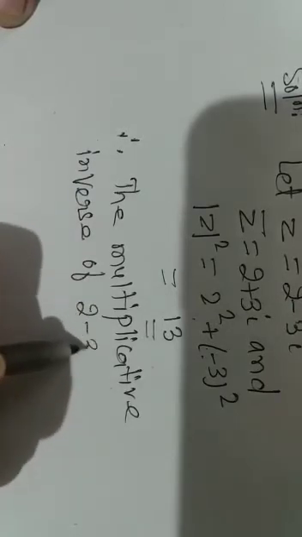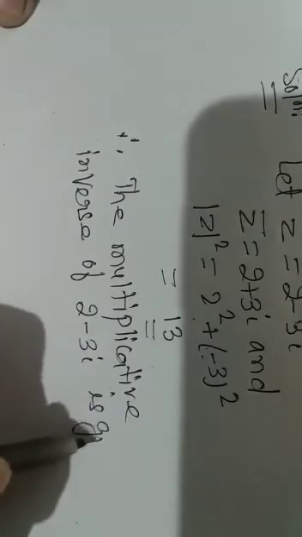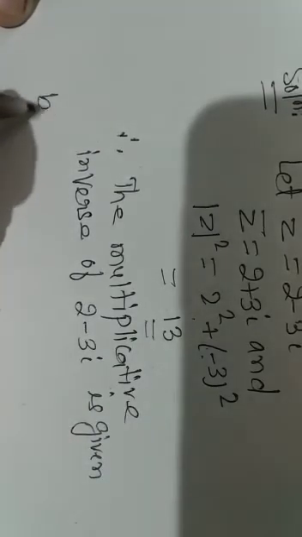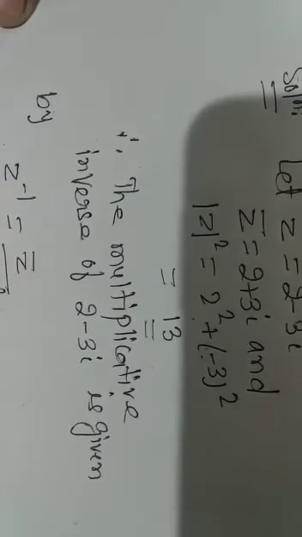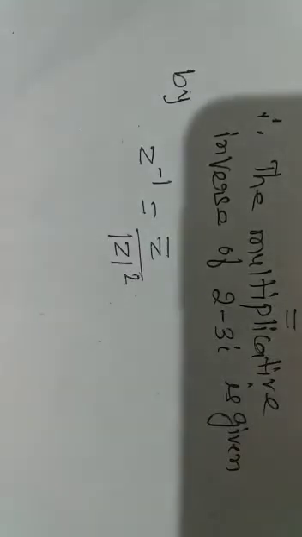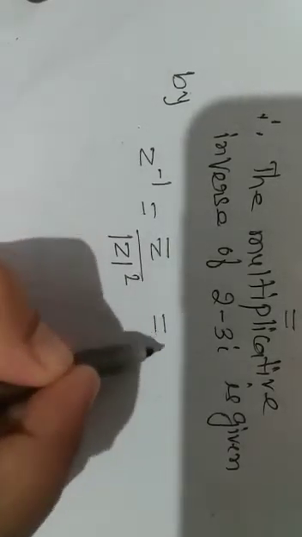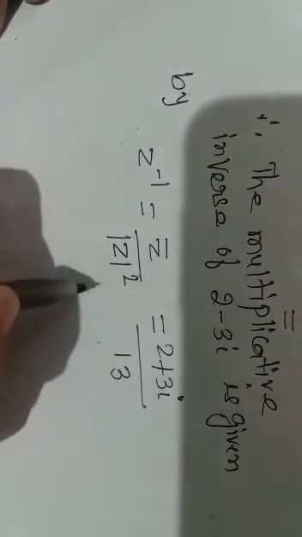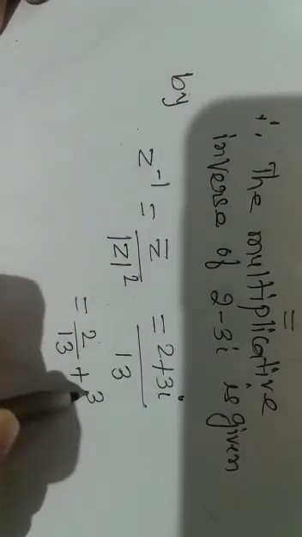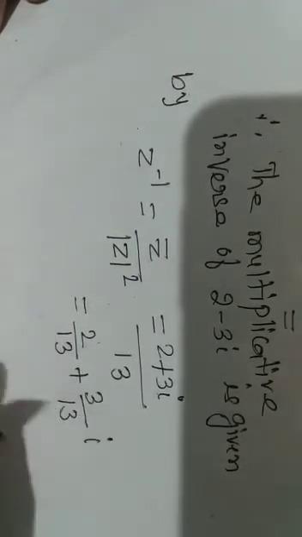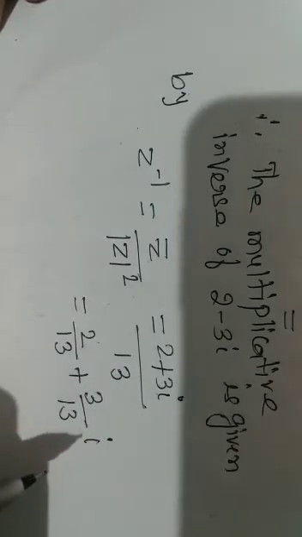2 minus 3i is given by z inverse equals z conjugate by mod z whole square. So we write here 2 plus 3i by 13. So this can be written as 2 by 13 plus 3 by 13i. Or you can write in another way also.